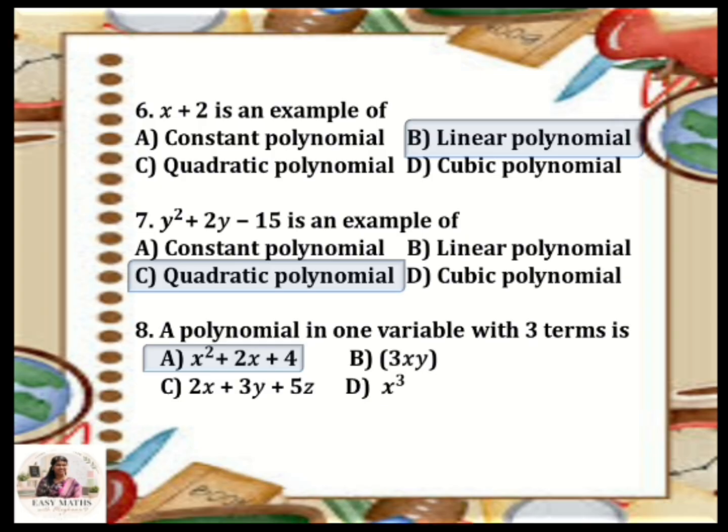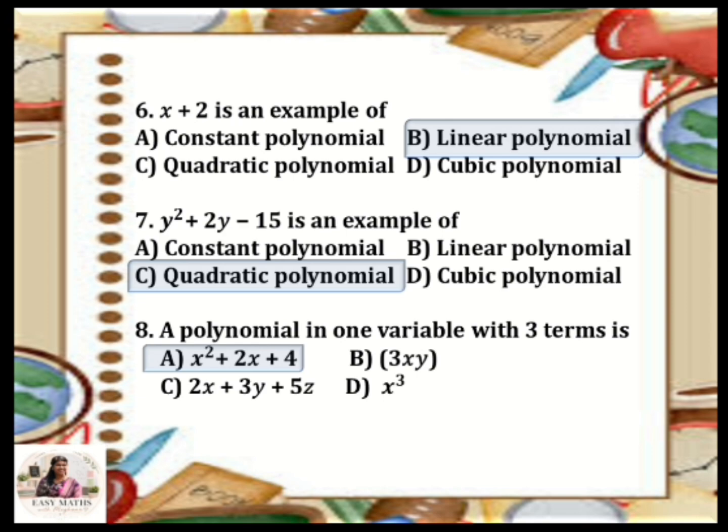Question number 7. Y square plus 2y minus 15 is an example of. I already told you here the highest power of the variable, that is y, is 2. Therefore, the degree is 2. Then it is called as quadratic polynomial. So option C is the correct answer for question number 7.